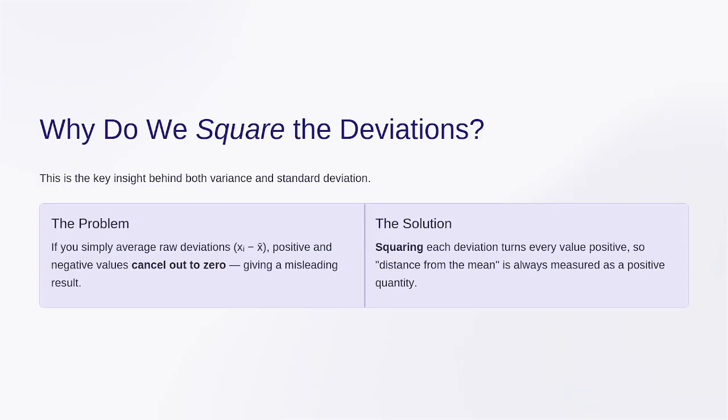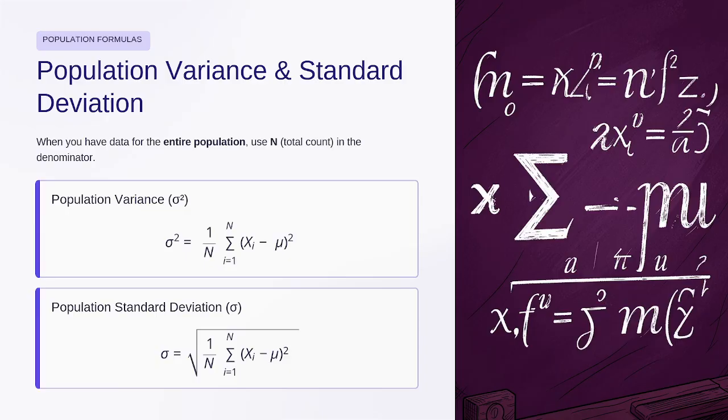So, the solution is to square each deviation. That is minus 10 squared equals 100. 10 squared equals 100. Now, all values become positive. Nothing cancels out. And we get a true measure of spread. That is why variance and standard deviation use squared deviations.